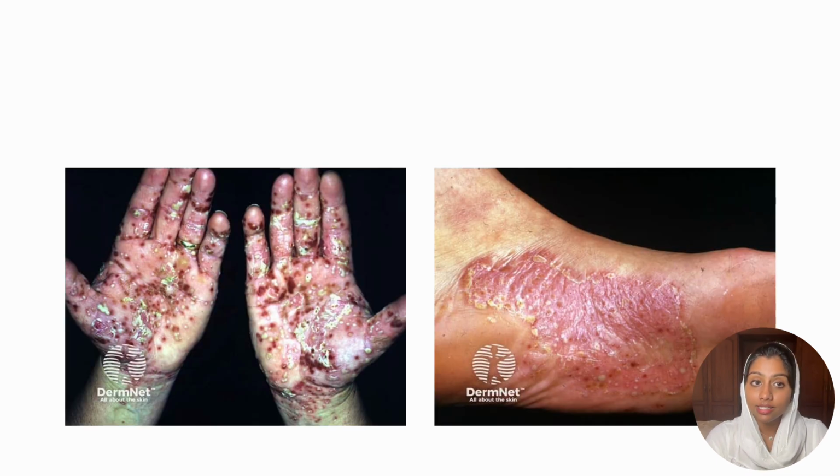Coming to the next clinical picture, here you can see a well-defined lesion in the palms and soles with a background erythema as well as pustules. You can also see some brown macules.